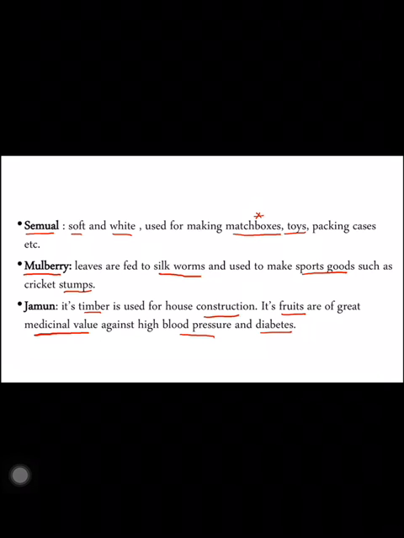So these are some of the varieties and important trees found in the deciduous or monsoon forest, and each is very significant because they provide us with valuable timber. At the same time, medicinally also they are very very important for us.